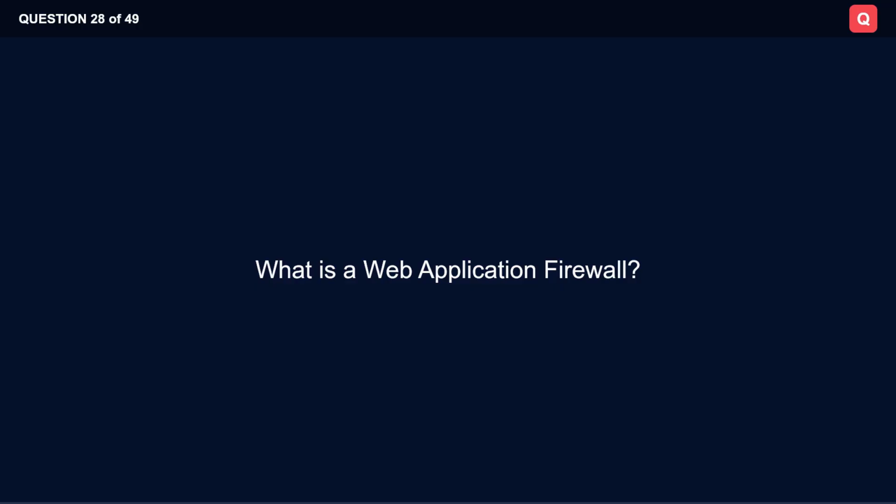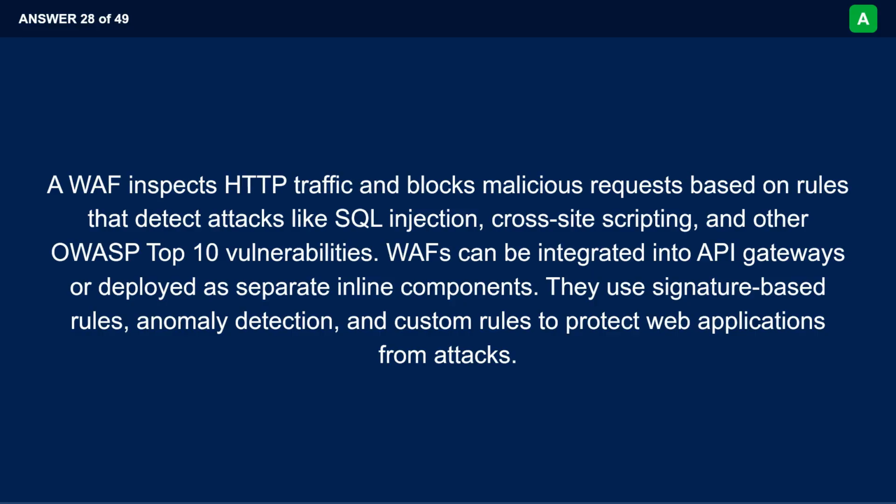What is a web application firewall? A WAF inspects HTTP traffic and blocks malicious requests based on rules that detect attacks like SQL injection, cross-site scripting, and other OWASP top 10 vulnerabilities. WAFs can be integrated into API gateways or deployed as separate inline components. They use signature-based rules, anomaly detection, and custom rules to protect web applications from attacks.